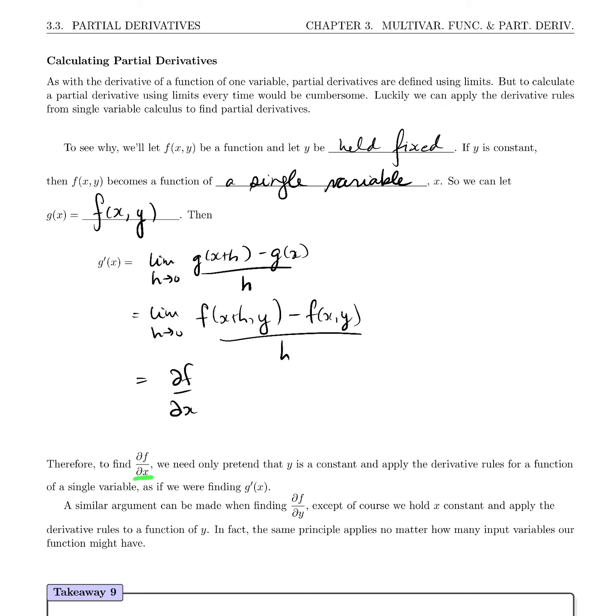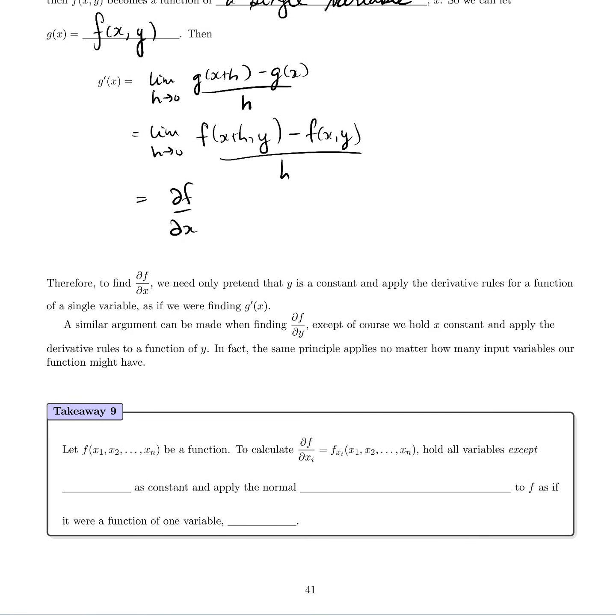Therefore, to find ∂f/∂x, we need only pretend that y is constant and apply the derivative rules to a function of a single variable, as if we were finding g'(x). A similar argument tells us that we can do the same thing for ∂f/∂y, except of course we'll hold x constant and apply the derivative rules as if we had a function of y. In fact, the same principle applies no matter how many input variables our function has.